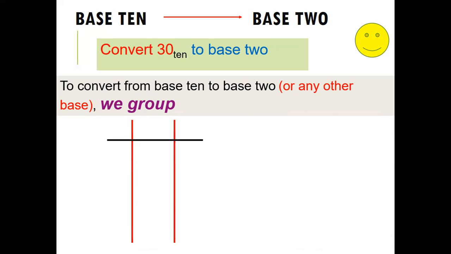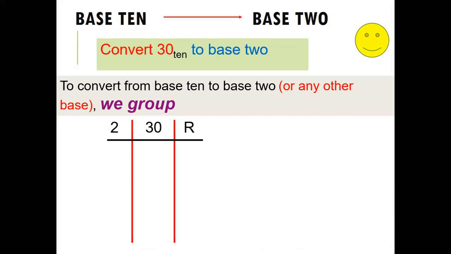You create a column. You create different columns and then you put your 30. And then you create another space for your remainder. That's after you group in twos. At each point, there might be a remainder that you should note down. Okay? So like I said, we're going to use 2 for our grouping.